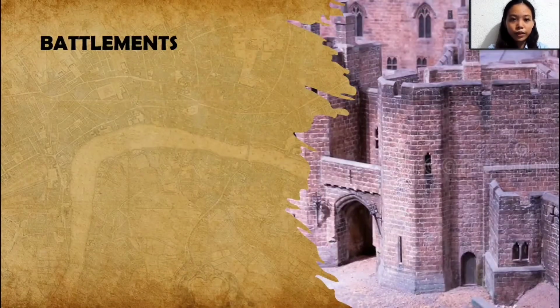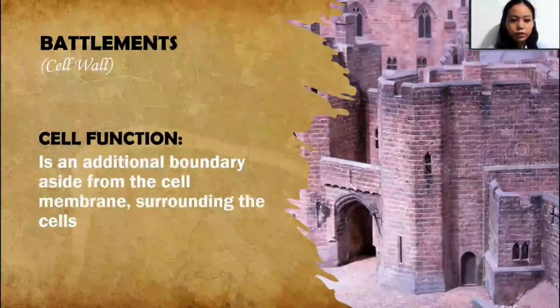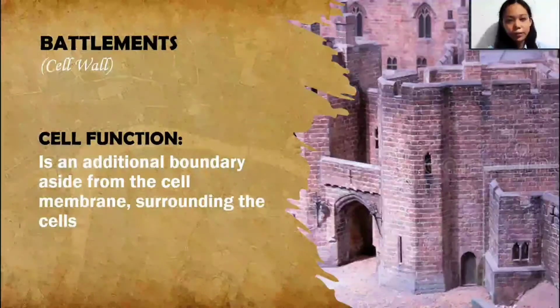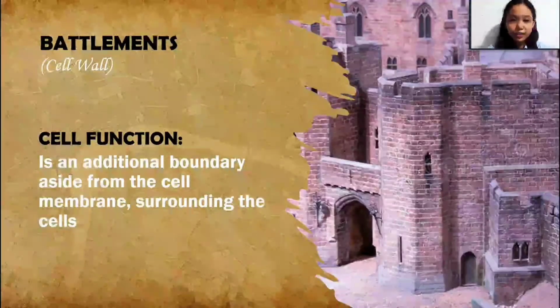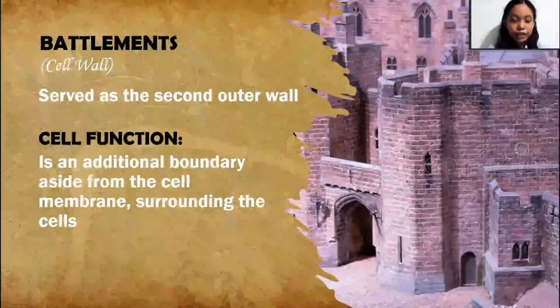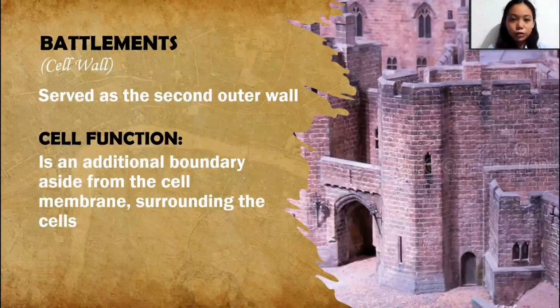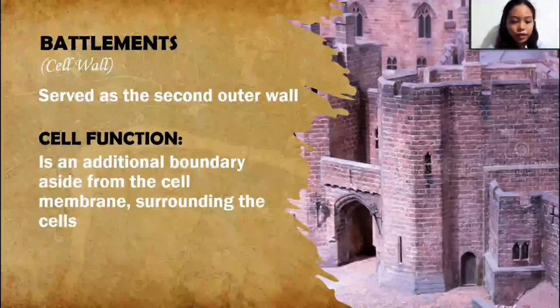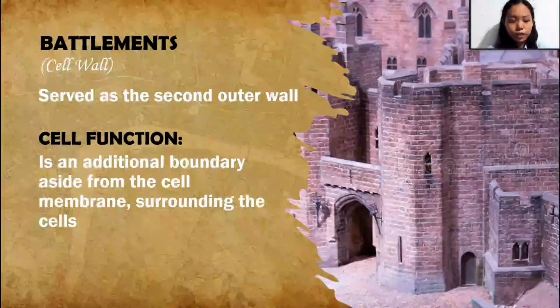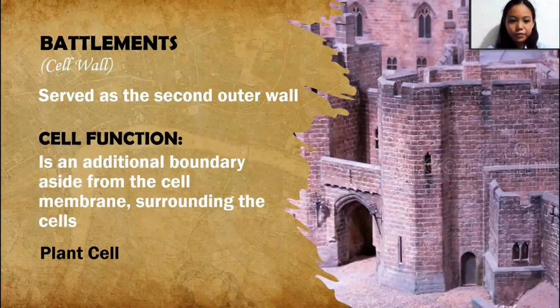Moving on to battlements, which I represent as the cell wall. Cell wall is an additional boundary aside from the cell membrane, surrounding the cells. Likewise, battlement serves as the second outer wall in Hogwarts. Its function is to provide structural support and protection for Hogwarts. It can be found in plant cell.